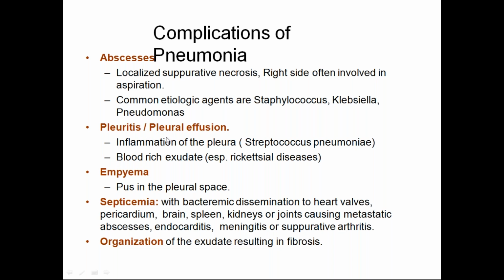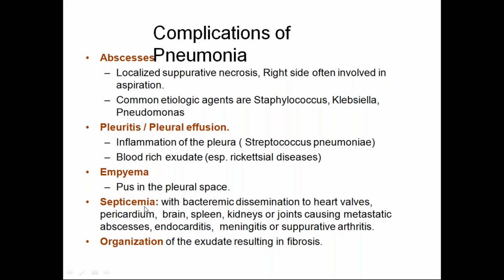Pleuritis or pleural effusion can also occur. Pleuritis is nothing but inflammation of the pleura. Usually occurs by the Streptococcus pneumoniae. In case of blood-rich exudate, which is present within the pleural space, it is usually caused by the rickettsial diseases. And the next one is empyema, that is pus in the pleural space.